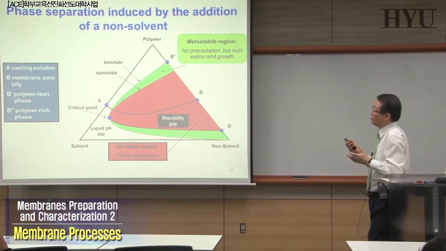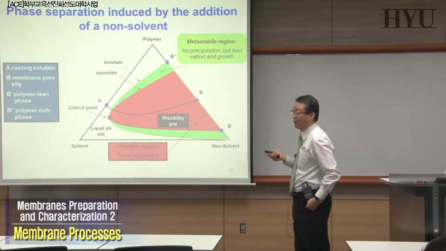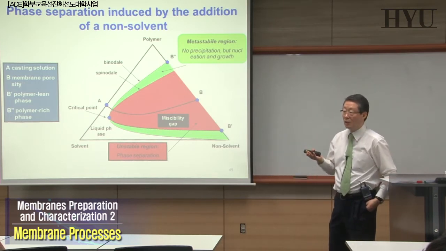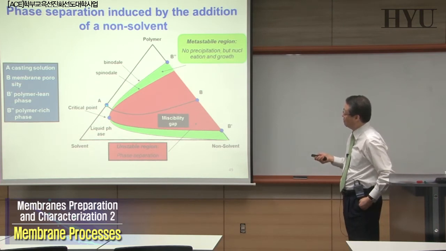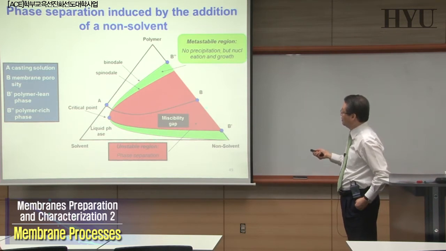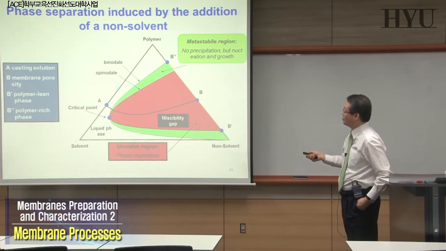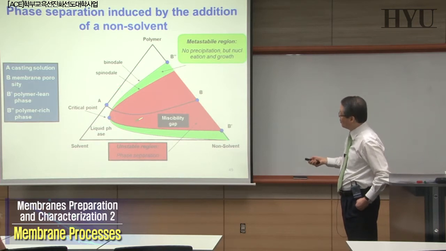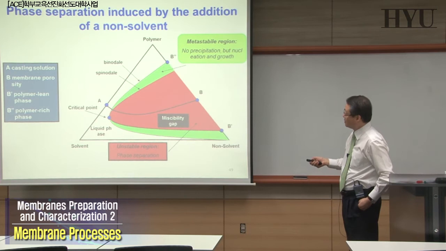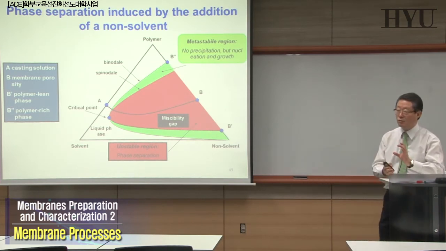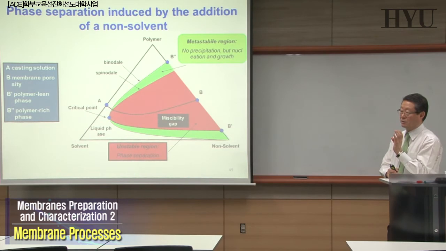So if you put 30% polymer and 70% solvent, the point will be about A here, because you start from 0% polymer up to around here. It's about 30%, right? This line is without any non-solvent, so this is 0% non-solvent. And this point is about 70% solvent. So point A is the one where you have only polymer and solvent.